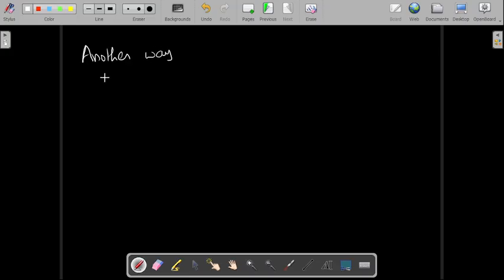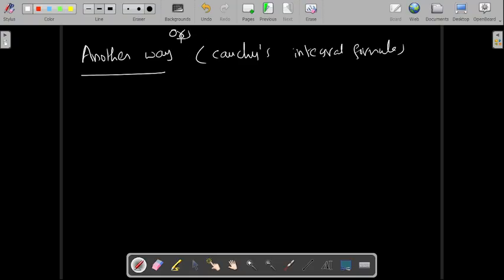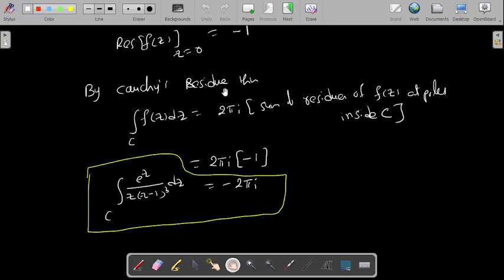Another way. Another way of doing the same problem is Cauchy's integral formula. Same problem, you can write it over again.